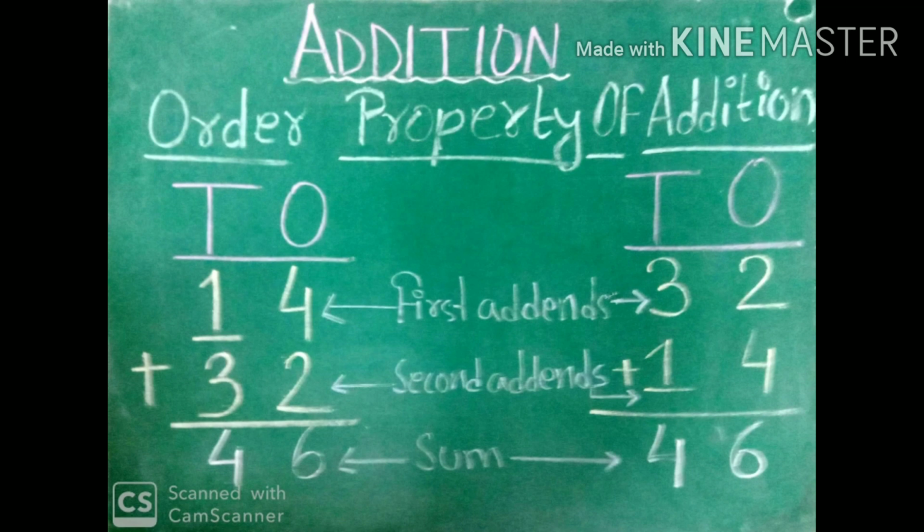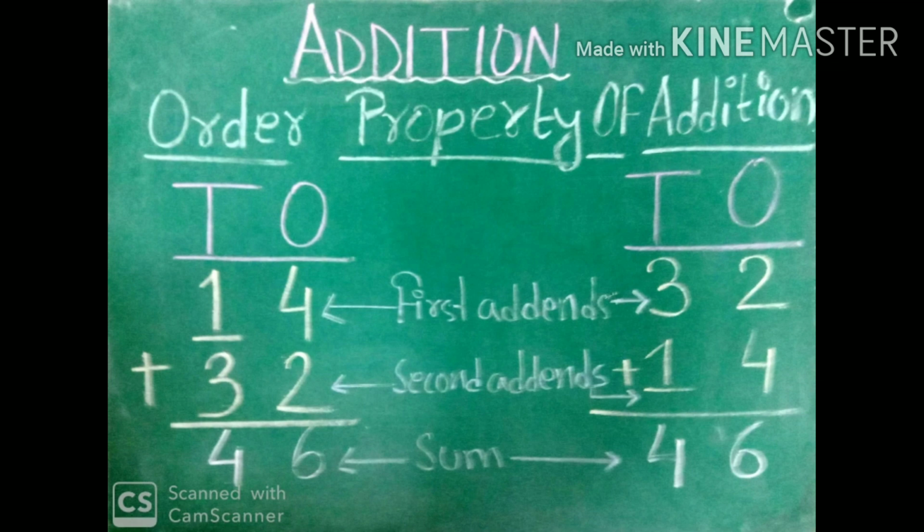That means previously we added 14 plus 32. Now we are going to add 32 plus 14. That means we will add the ones column first, that is 2 plus 4. 2 plus 4 gives us 6, and 3 plus 1 gives us 4.